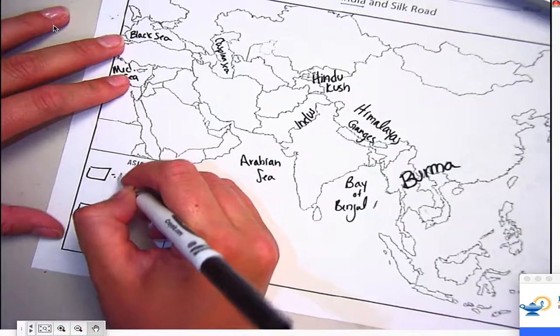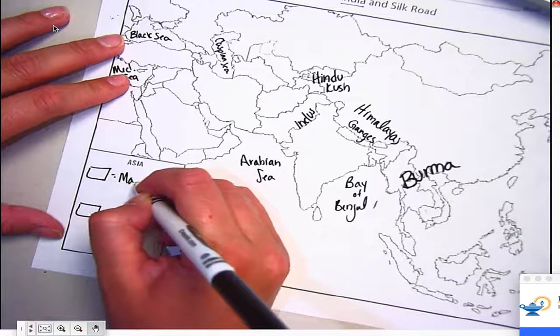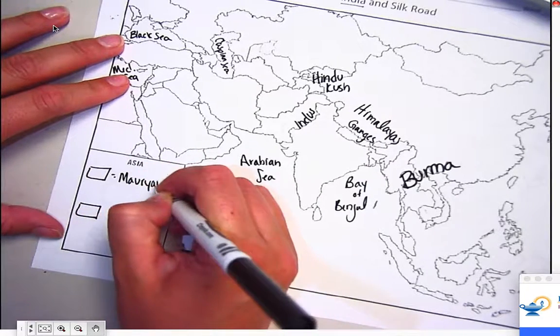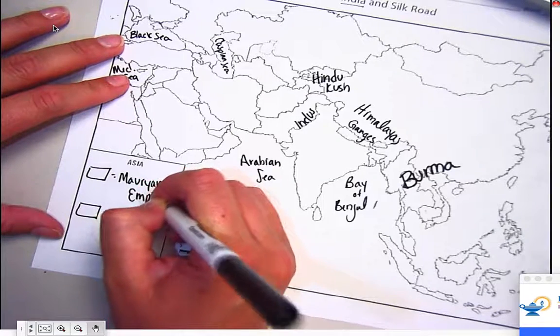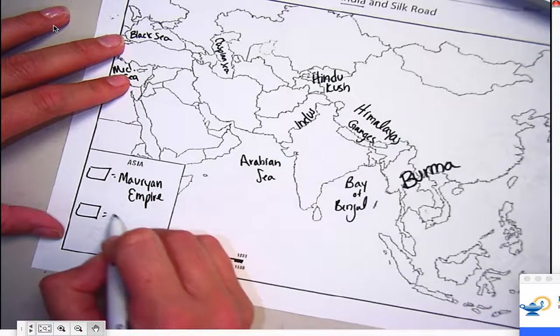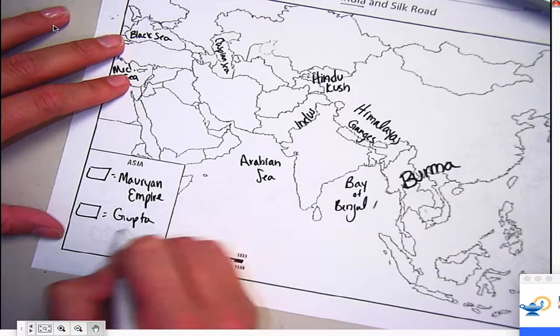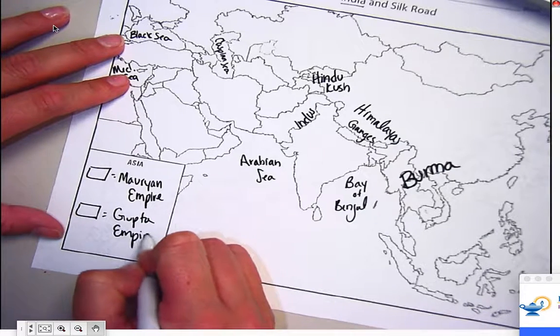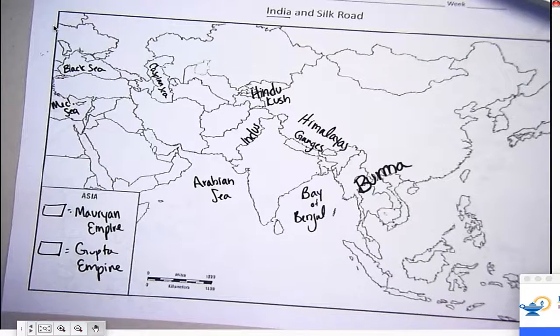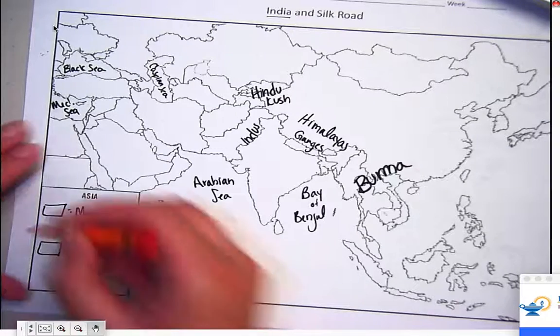First one is Mauryan. Mauryan Empire. Your next one is your Gupta Empire. Alright, and that's all you need labeled on that one. Alright, so first thing we're going to do is I'm going to take this really ugly orange and I'm going to do the Mauryan Empire.